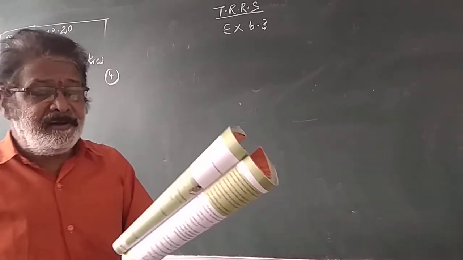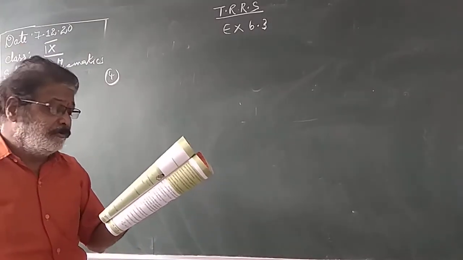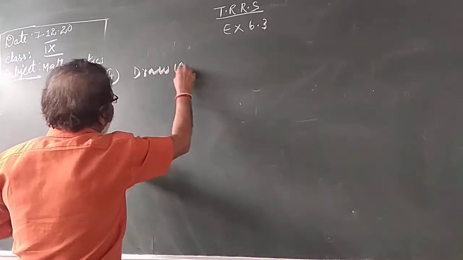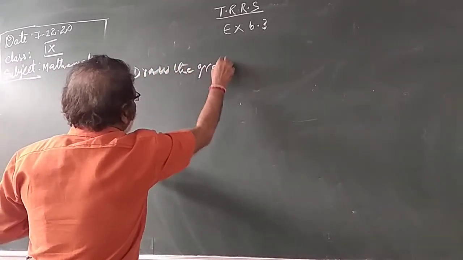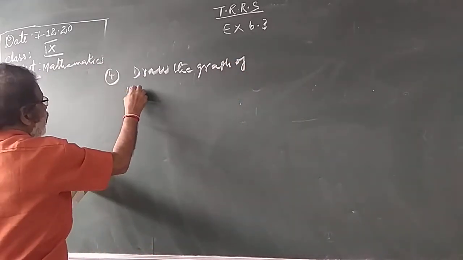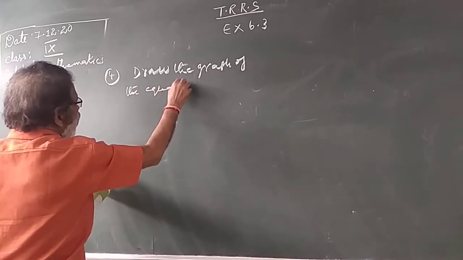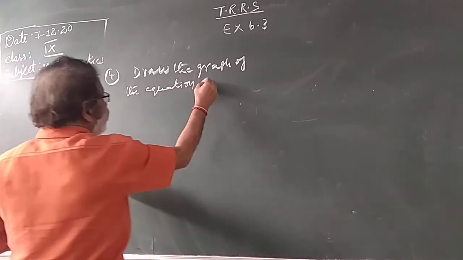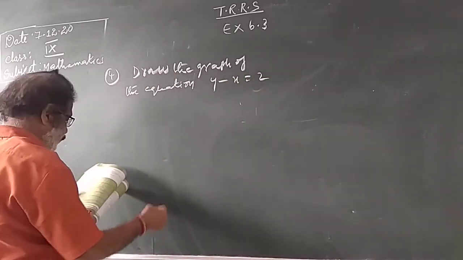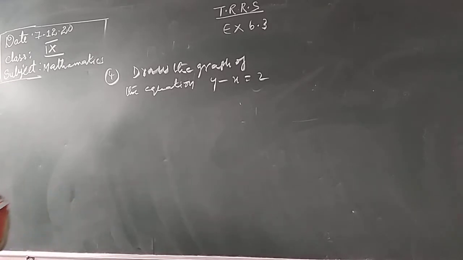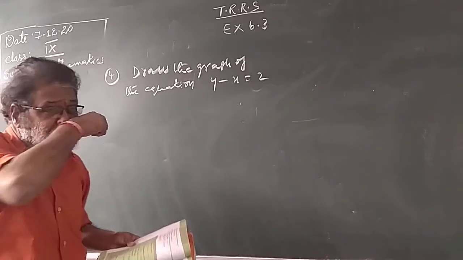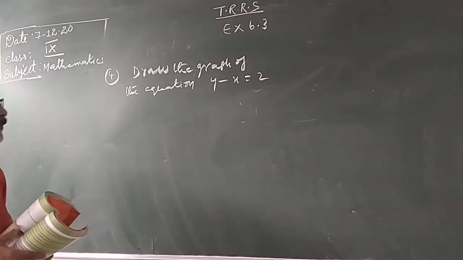Draw the graph of the equation y minus x equal to 2. Find from the graph the value of y when x equal to 4. Okay, for this question look into the textbook. The fourth question: draw the graph of y minus x equal to 2.